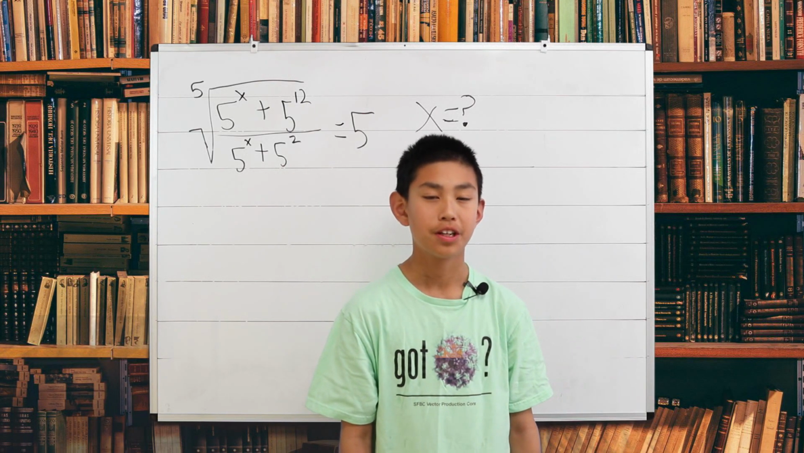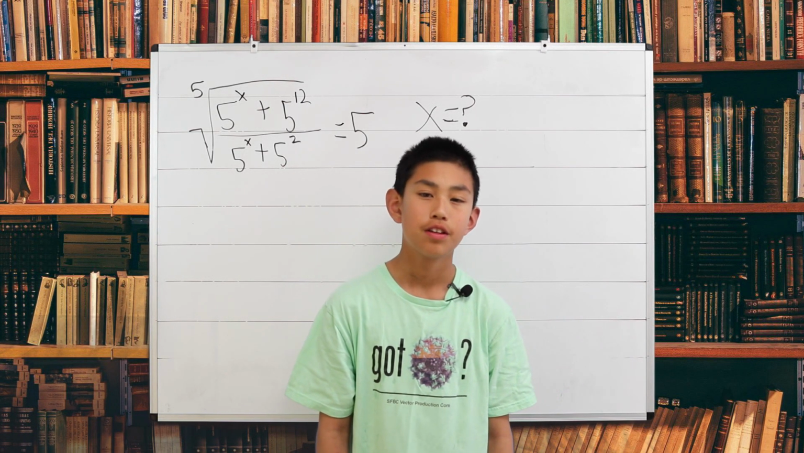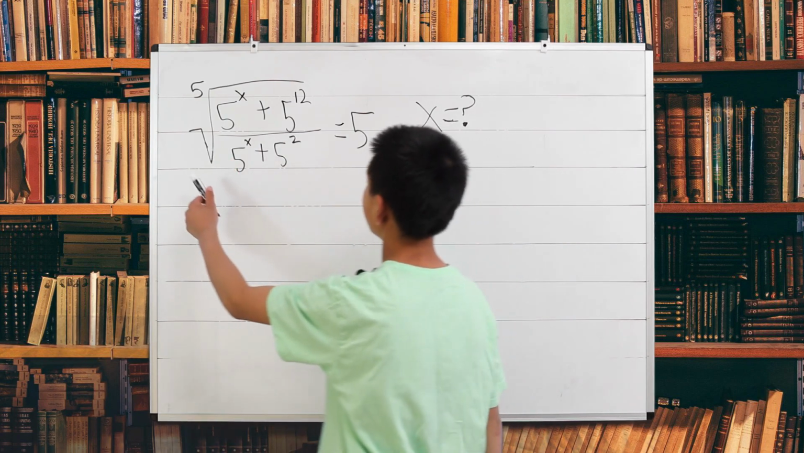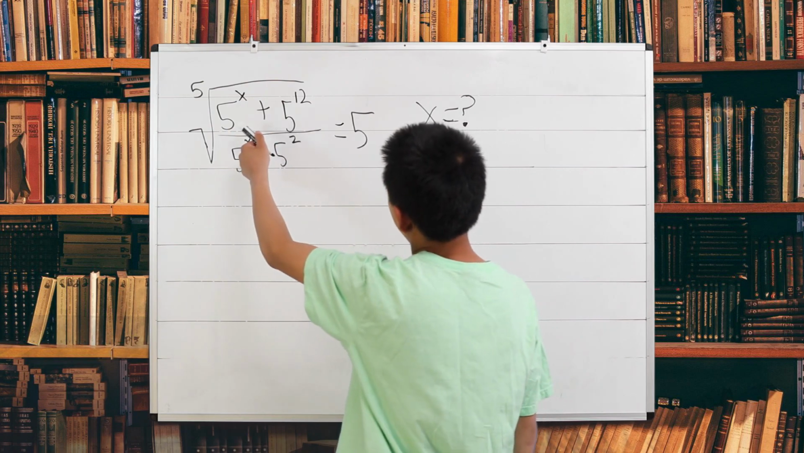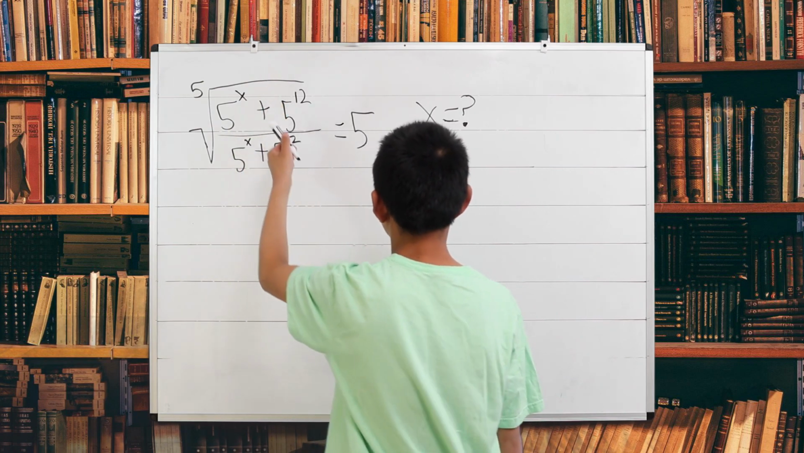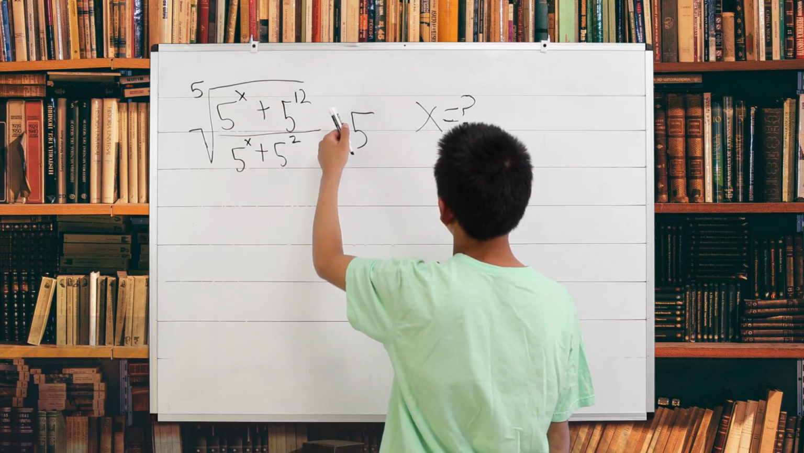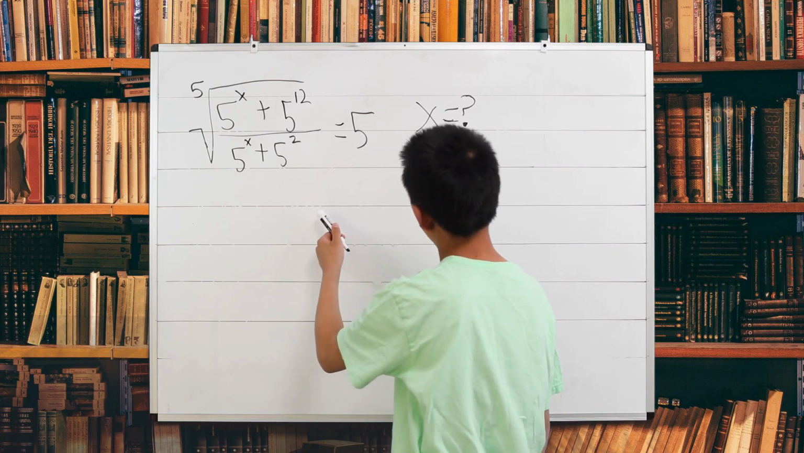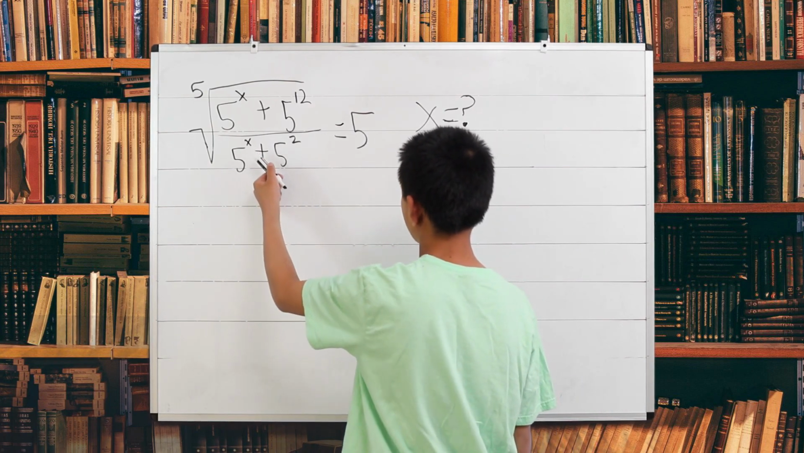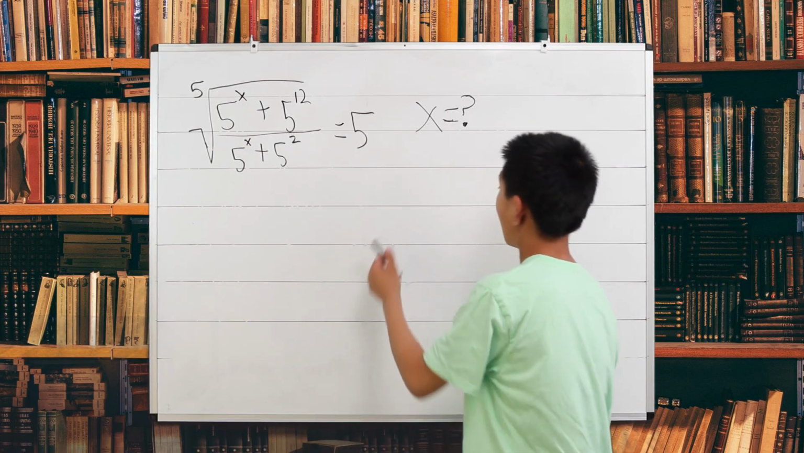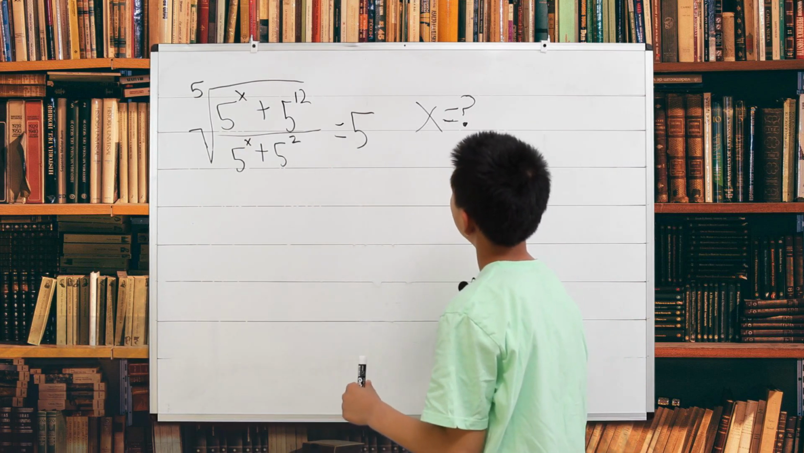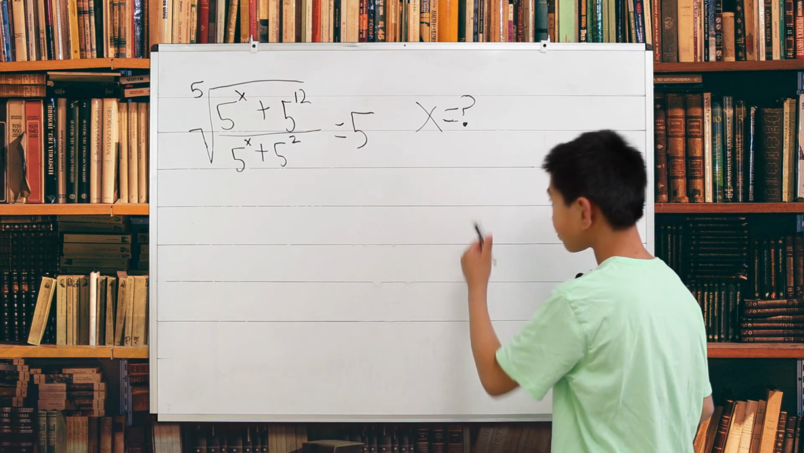We have a problem here where we are given that the square root, well, you square root it 5 times, of (5 to the power of x plus 5 to the power of 12) divided by (5 to the power of x plus 5 to the power of 2) is equal to 5. And what we want to do is to solve for x.